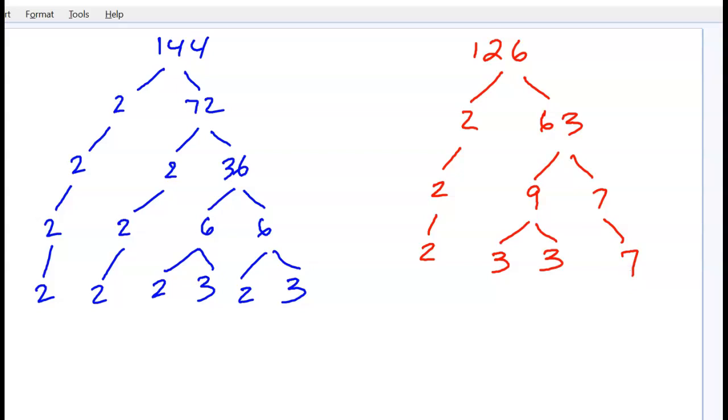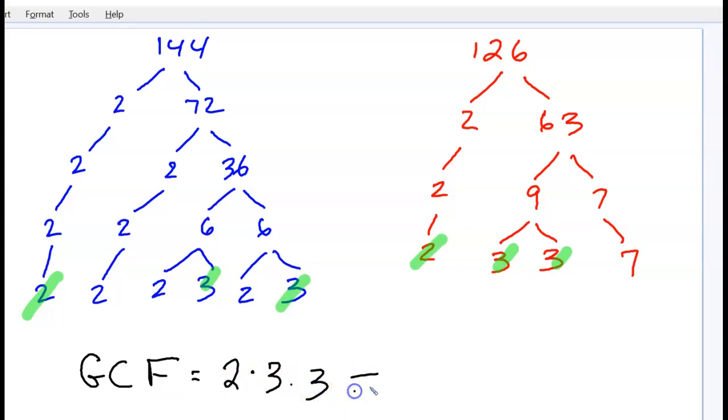So now, to identify the greatest common factor, I'm going to indicate what's common. So I have a 2 here and a 2 here. So that means I can put a 2 down there. I have a 3 and a 3 and another 3 and another 3. So that means I can put 2 3s down here. And therefore, the greatest common factor is 2 times 3 times 3, which is going to be 18. So that is how we use our prime factorization to help us find greatest common factors. Okay?